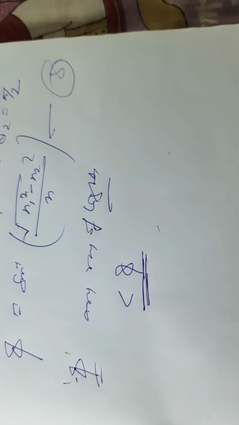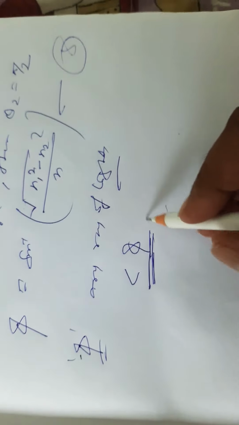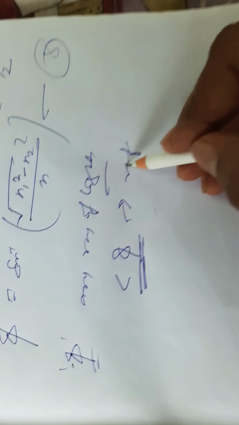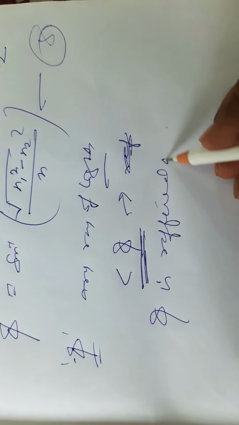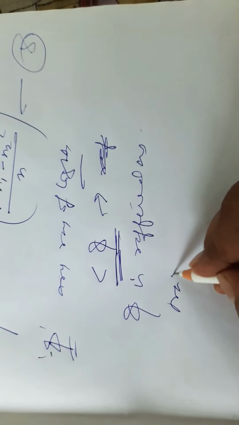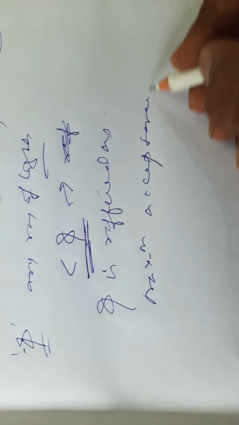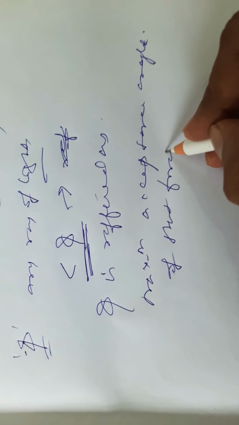Thus the value of phi given by equation 5 for a given fiber is referred to as the maximum acceptance angle of that fiber. So the numerical aperture is now defined from equation 5.